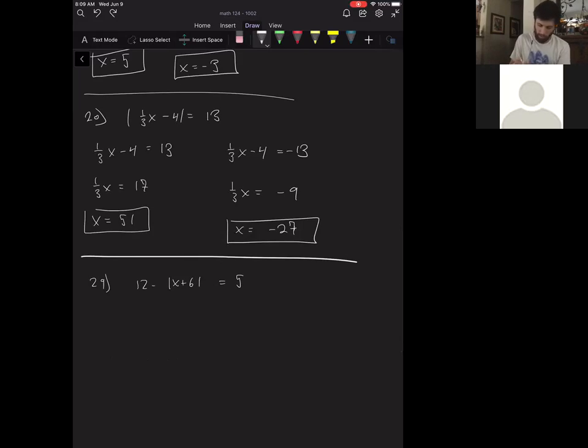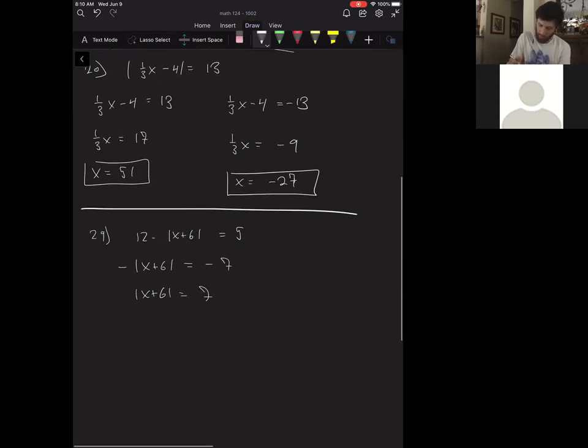So what we could do is subtract the 12 over, so we get minus the absolute value of x plus 6 is equal to 5 minus 12, which is minus 7. And then what we could do is divide by that minus sign. So the absolute value of x plus 6 is equal to positive 7. And now basically we just turn this problem into what we've been doing previously. So now the inside is x plus 6. So we're going to have x plus 6 is equal to 7, and x plus 6 is equal to minus 7. So over here we get x is equal to 1. And then we get x is equal to minus 13.